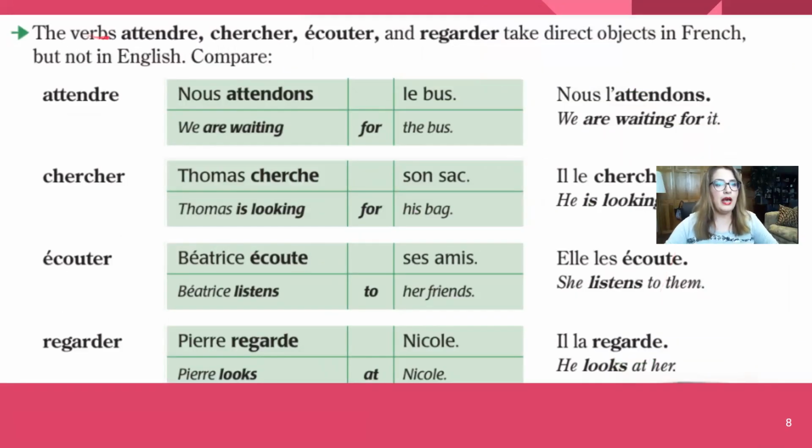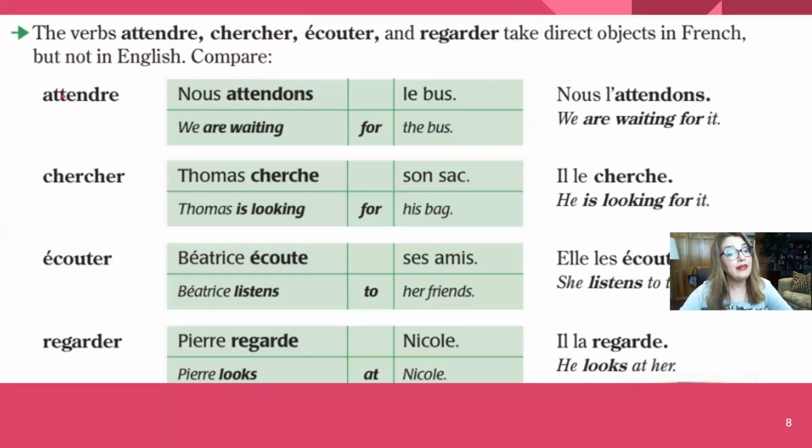The verbs attendre, chercher, écouter, and regarder take direct object pronouns in French, but not in English. So let's compare. Attendre means to wait. Chercher, to look for, to search for, or to bring. Écouter means to listen to. Regarder means to watch. In French, we say nous attendons le bus. See here, there is no preposition before the verb in French.